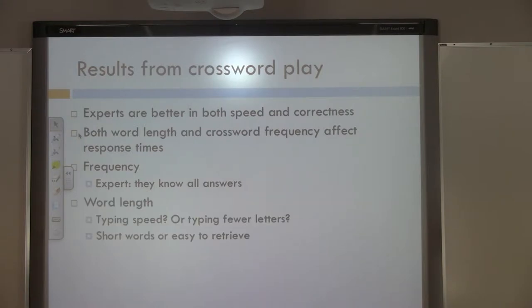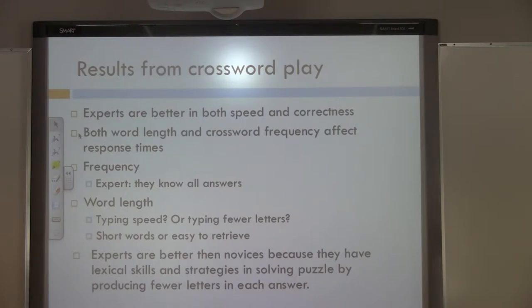And the word length affects performance, that might be because of the typing speed, or typing a few letters in the experts, or that might be because the word is short and easy to retrieve. In summary, the experts are better than the novices because they have the lexical skills and strategies in solving puzzles, producing fewer letters in each answer.